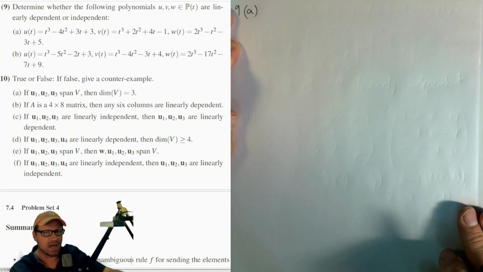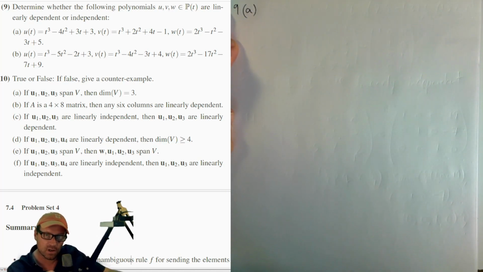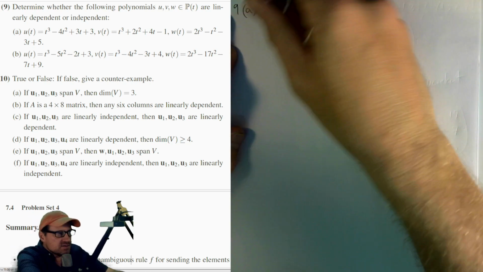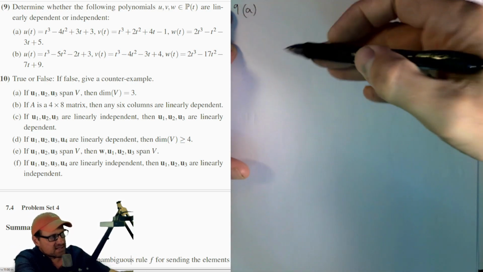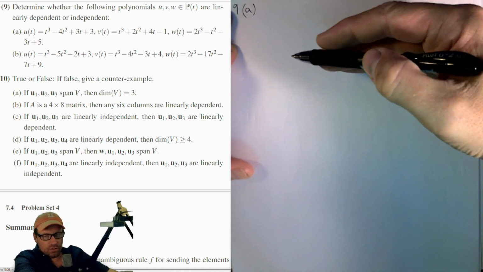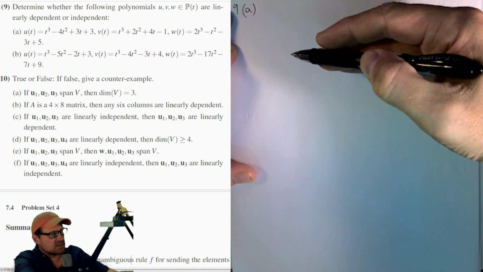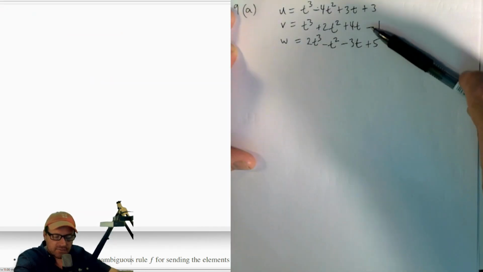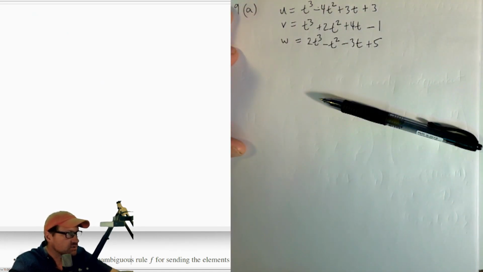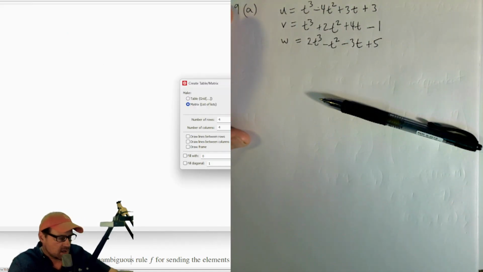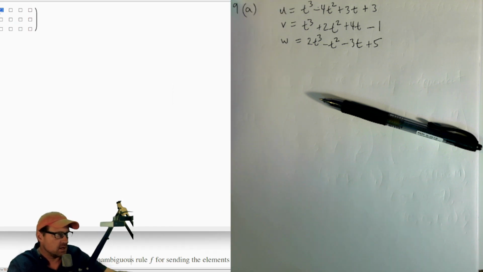Okay, question 9, part A. Now, you've already seen a lot of hand calculations, so I'm going to do this one in Mathematica. All right, so determine whether the following polynomials U, V, W are linearly dependent or independent. So what I want to do is place the coefficients of U, V and W into a matrix. So let's begin. I've got them written here. I'm going to insert in Mathematica a matrix with 4 columns and 3 rows, and then place the coefficients. They've got to be in the correct order.